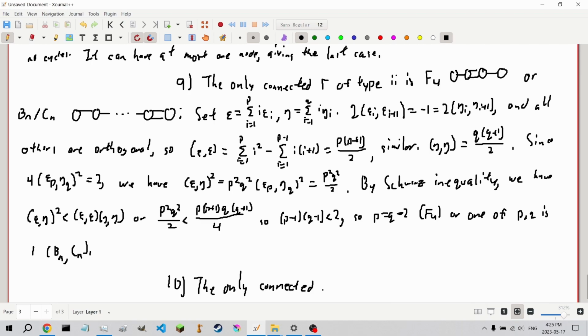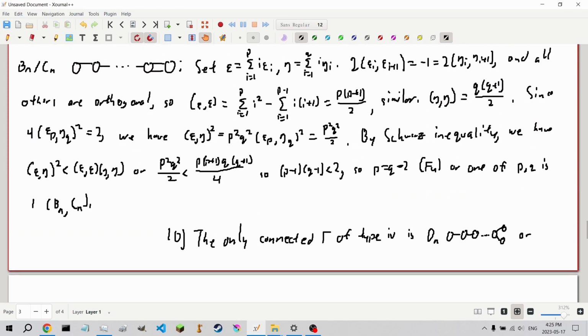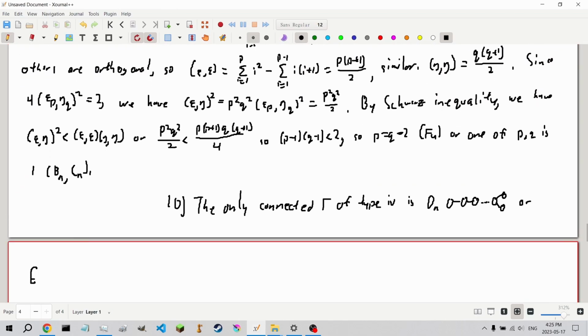which is the only connected lambda of type 4: D_n, which is a simple chain connecting up to a branch with one node on each, or E_n, which is a branch on the third node connecting to a bunch of others, for n being 6, 7, or 8.